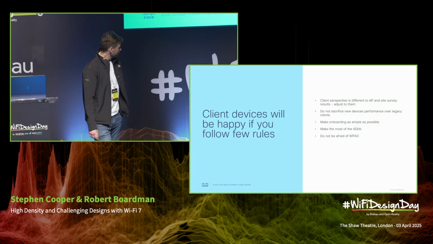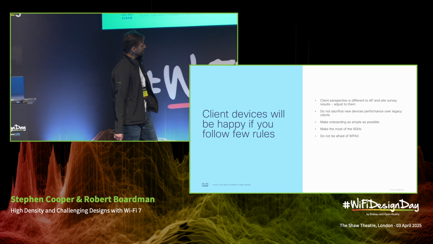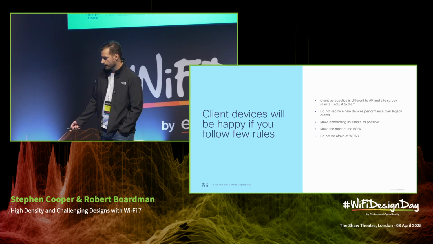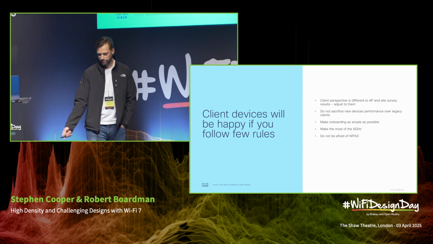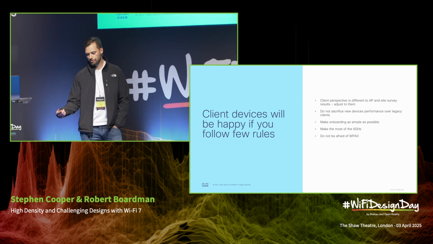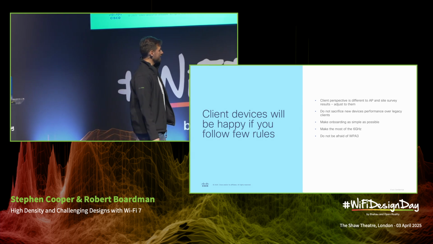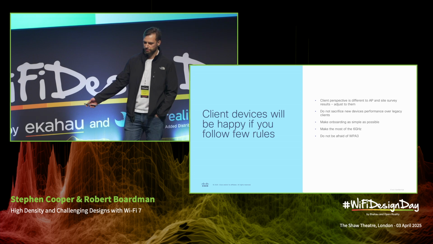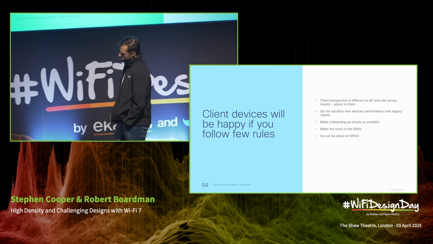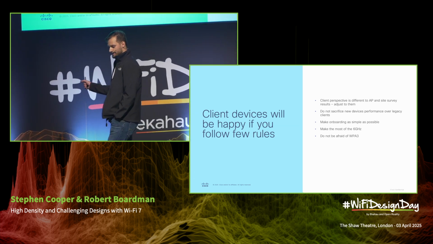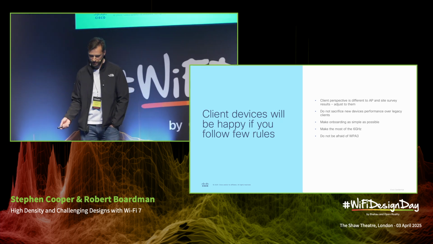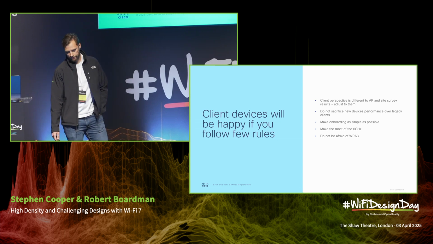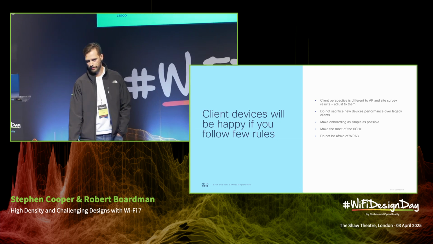So, main takeaways: the client perspective is different from the AP and site survey, so make sure you always adjust whatever you look at. Keep that in the back of your heads, right? Because you're not designing for sidekicks, you're designing for mobile devices. You want your clients to be happy. Never sacrifice the performance of 80% of new, more capable clients over the 5% of 11n clients, right? I think you're better off having an extra SSID that's just for legacy over everything else. Make onboarding as simple as possible. Make the most out of 6 gig, and do not be afraid of WPA3.